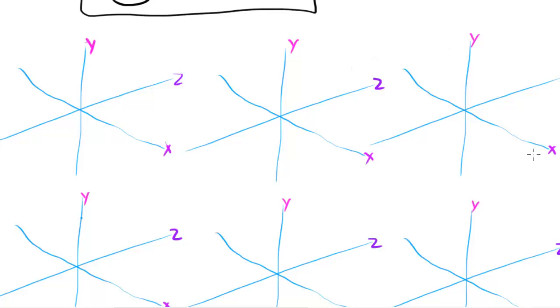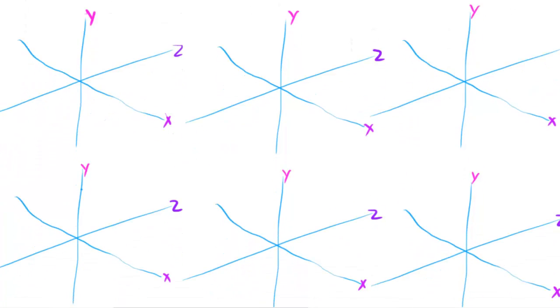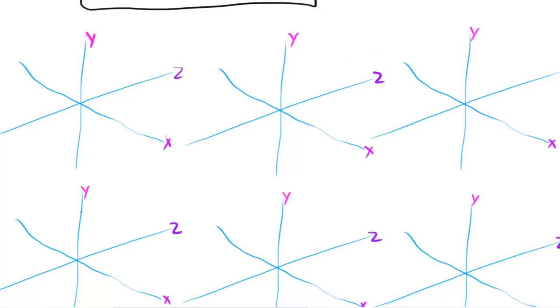In my last video, I explained that subshells contain orbitals, and the s subshell contains one orbital per s subshell, and the p subshell contains three p orbitals per p subshell. And so in this video, what I'm going to be doing is looking at the actual shapes of these orbitals.